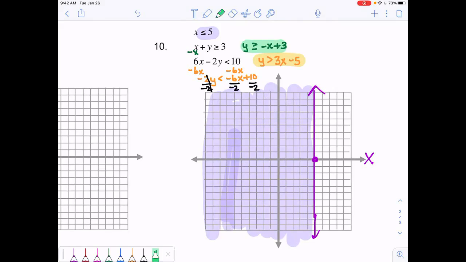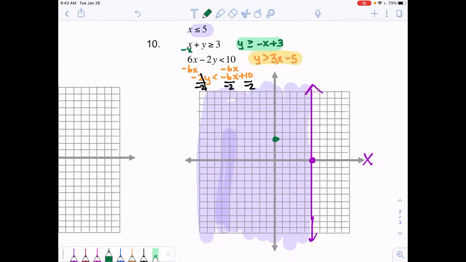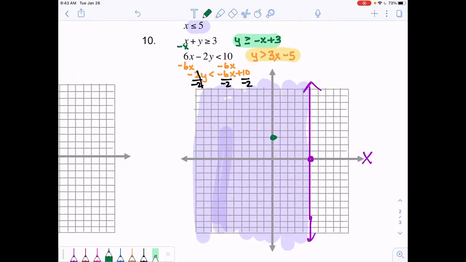Second inequality, we have in green here, negative x plus 3. The first thing I'm starting with is that plus 3, which means I move up to 3. And then negative x is my slope. Negative 1 is really in front of there, so I move down 1, right 1. I'm going to do that enough so that I can connect the points, and I'm going to move up as well.